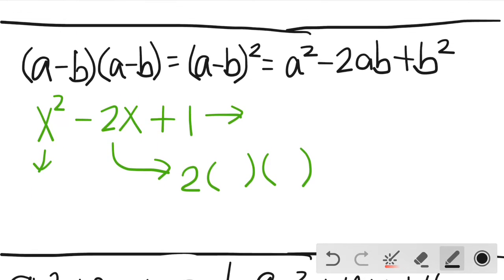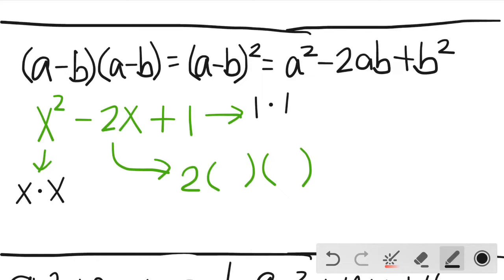Alright, let's try another one. This time we'll work with a trinomial in the form of a squared minus 2ab plus b squared. Alright, let's take a look at our given expression here. Let's go ahead and check if our first and last terms are perfect squares. I can check that x squared is x times x, and a 1 is a 1 times a 1. Perfect.